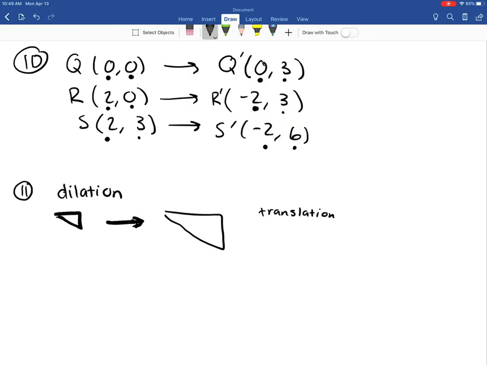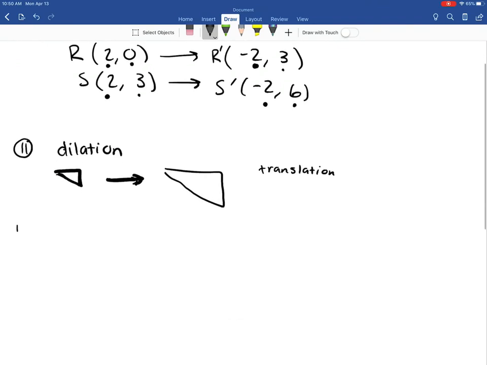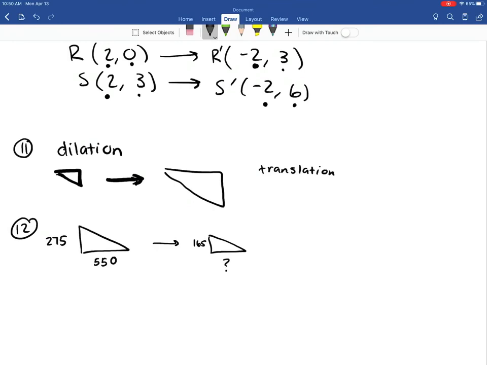Number 12. Charlotte is creating a triangular pennant with geometry software. The base of the pennant measures 550 pixels. Let's draw our pennant. Base is 550 and the height is 275. Charlotte resizes the pennant, keeping the aspect ratio constant. So now the height is 165. Got a little bit smaller there. What is the scale factor of dilation, and what is the base of the new pennant?